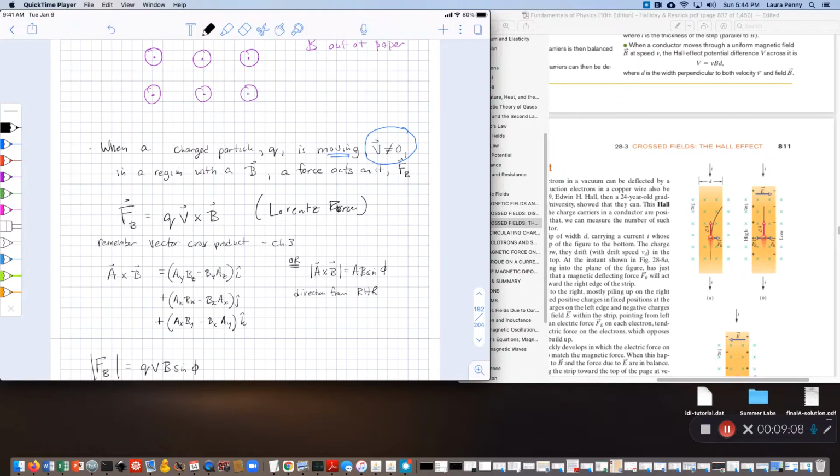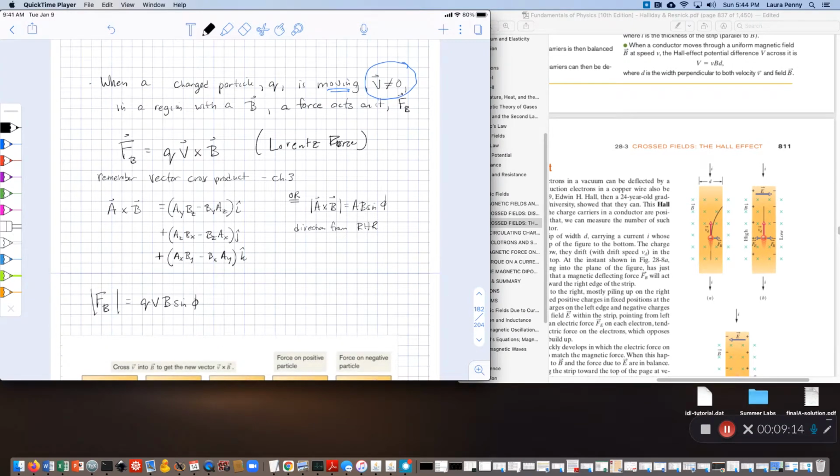The vector force turns out to be the charge, and that's not an absolute value around the charge, it's the actual charge, multiplied by the cross product of the velocity with the magnetic field. This is a vector cross product, which we did back in chapter 3 in Physics 111. A vector cross product means you end up with a vector at the end, which is what we need because we have a force, and that's definitely a vector.